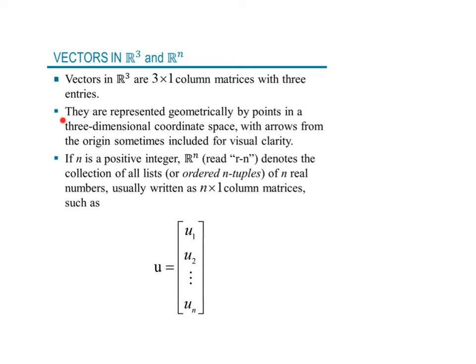Okay, on our next slide, vectors in R3, we have 3x1 column matrices. They would be points in a three-dimensional space, right? X, Y, Z, or x1, x2, x3 space.